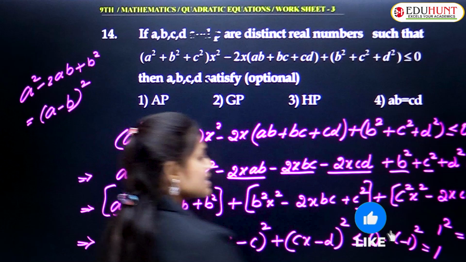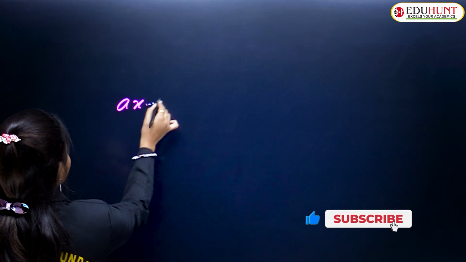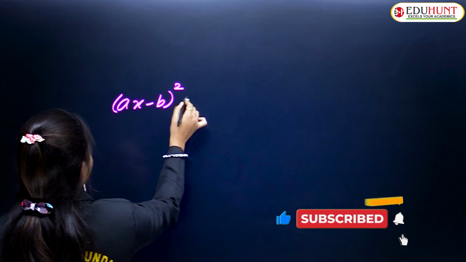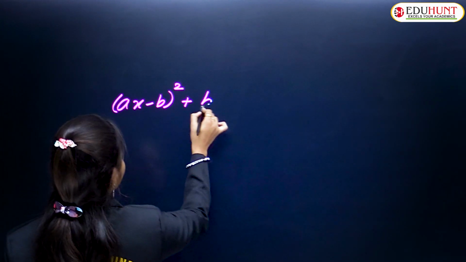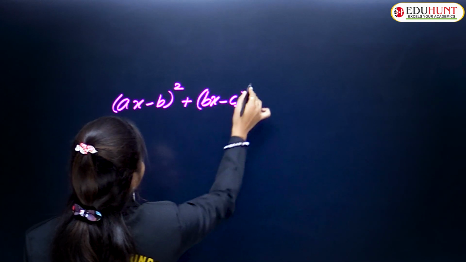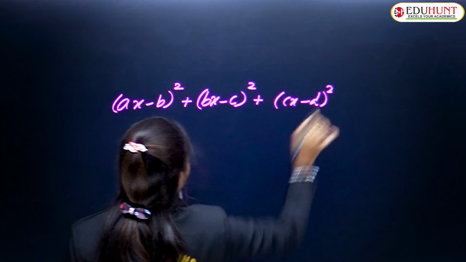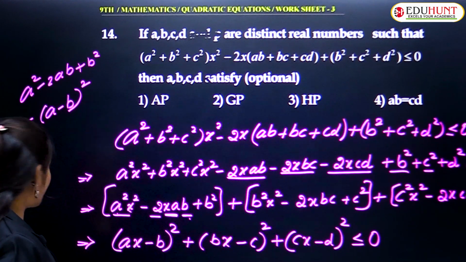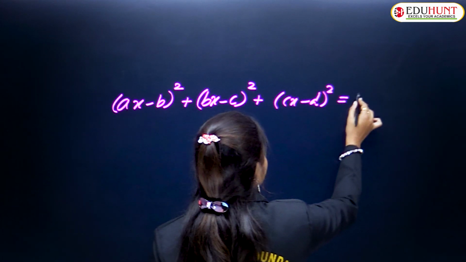So that's why here this condition we have to take as (ax - b) whole square plus the second one (bx - c) whole square plus (cx - d) whole square, less than or equals to? Yes, this is equals to 0.